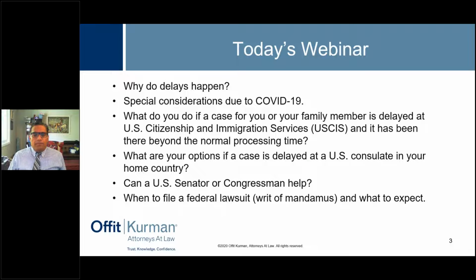And then next, with the USCIS and with the State Department, what are your options to expedite things? And then next, once you've exhausted all your options that are available with the agencies themselves, what are options beyond that? Can a U.S. Senator help? Can a Congressman help? There's an Office of USCIS Ombudsman. Can they help? So that's what we're going to look at today. And then finally, if nothing else works, when is it time to file a federal lawsuit? And can that be a viable option?